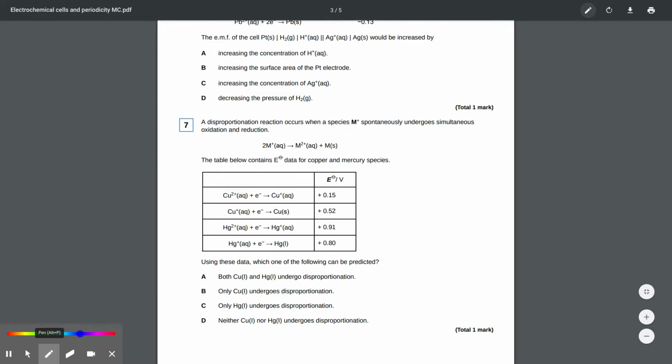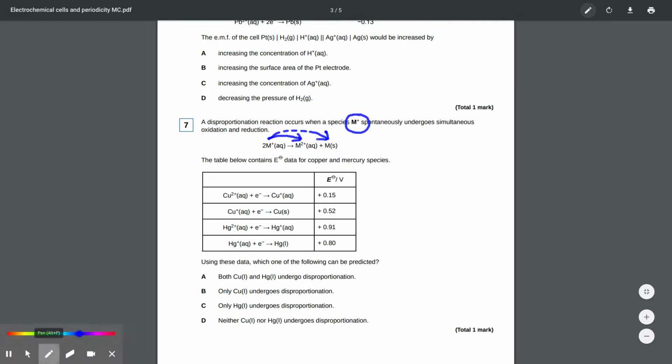Okay, so I'm going to look at question 7 this time. It's asking us to look at disproportionation, which, if you remember, is when a metal ion, in this instance being either copper or mercury, is able to disproportionate, i.e. react and generate both the 2 plus ion, and so increase its oxidation number, and also decrease its oxidation number at the same time, simultaneously.